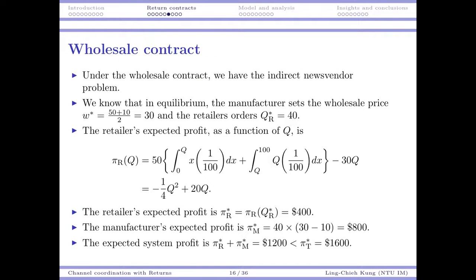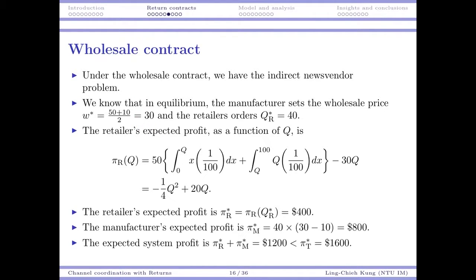Now, suppose they are using a wholesale price contract, then we want to know what's going to happen. Here, I don't want to solve for the optimal wholesale price. You may do it, and you may verify that the optimal wholesale price is 30. This is something you can do, but I will skip the proof here. Instead, I will just assume that we will focus on the case with 30 as the wholesale price.